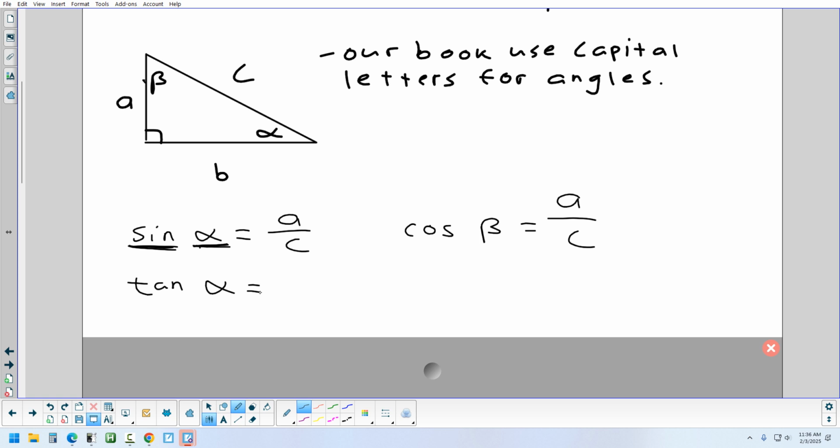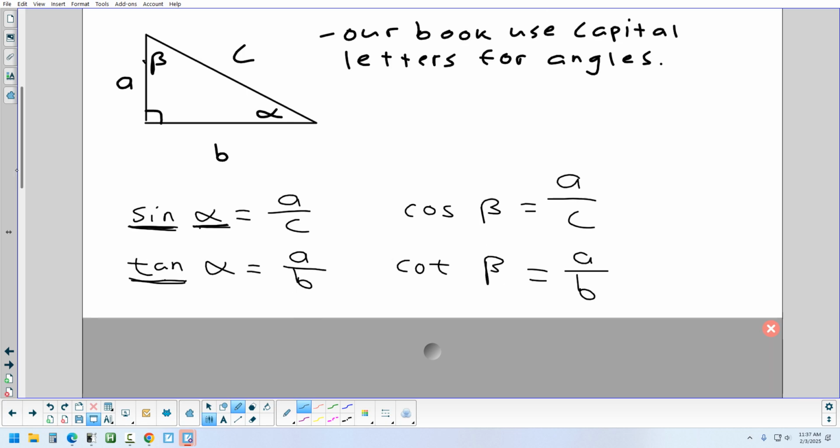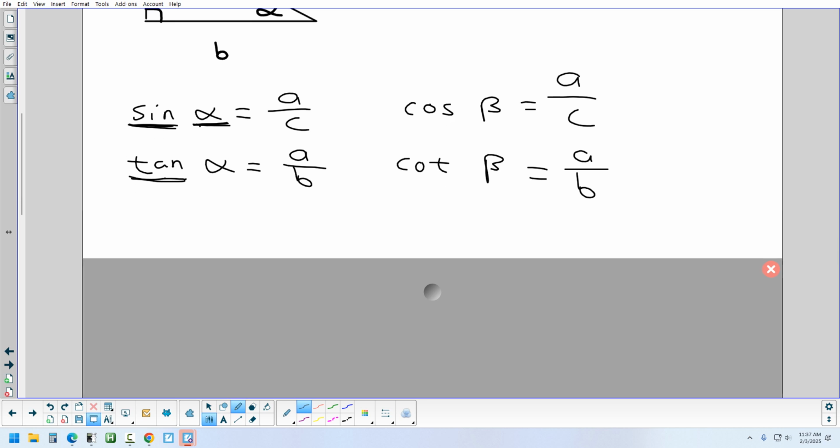Cotangent of beta, yeah, it's A over B. And that's going to be the same as something else. Does anybody know what else also comes out to A over B? Cotangent theta. Put co in front of that, so cotangent. And what did you say for the angle? Beta. Those two things come out exactly the same.